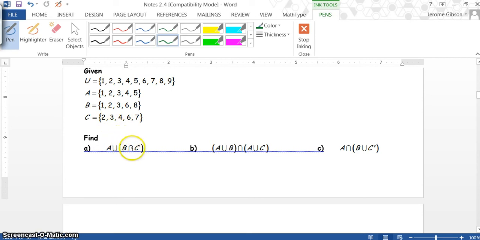We need to find B intersect C. Now we can mark this. B and C both have 2 in common, 3 in common, and 6 in common. So we know that B intersect C, which we could write under it, is 2, 3, 6.